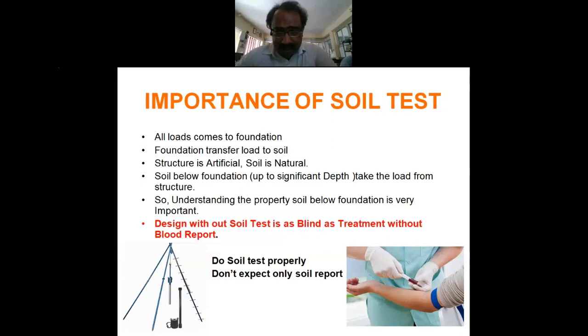So soil is a natural material. It has its own strength, it has its own bearing capacity. So the soil below, up to a significant depth, will take care of the load of the structure. Don't assume that if you are constructing a building at the North Pole, it transfers the load to the South Pole. Only up to the significant depth does the soil mass get disturbed. Beneath that, it won't get disturbed. So understand the property of the soil mass below the foundation.